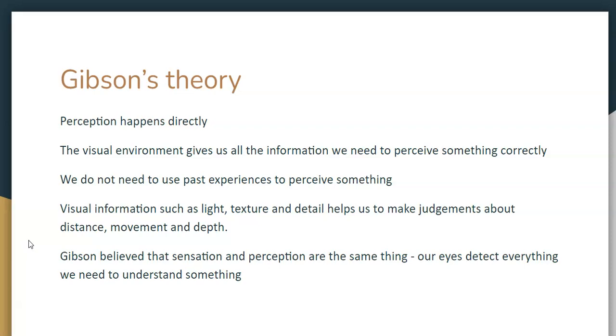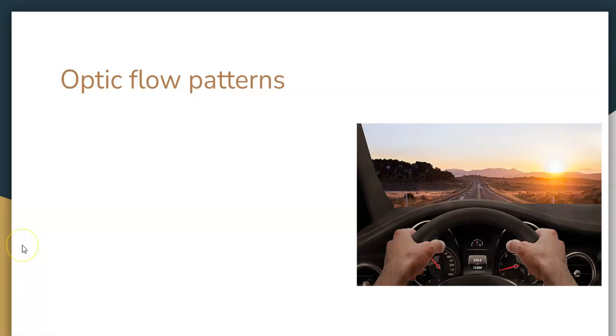And Gibson believed that sensation and perception were really the same thing. Our eyes detect everything we need to understand something. Now, Gibson came up with a few different ideas for his theory. And the first one we're going to look at is the idea of optic flow patterns.